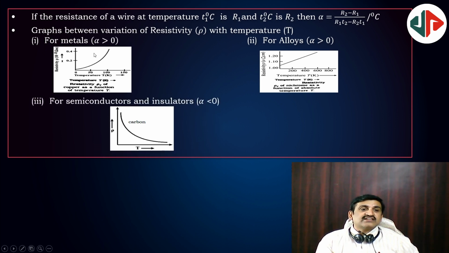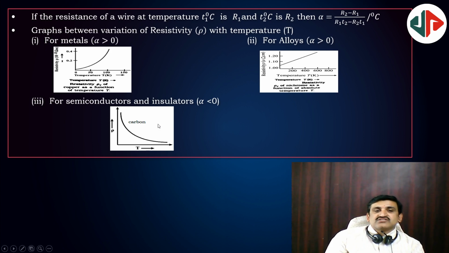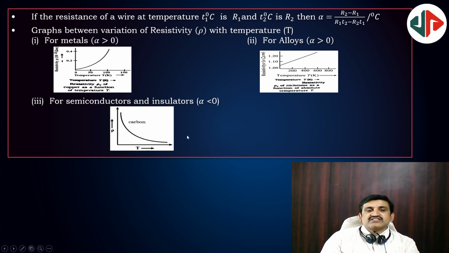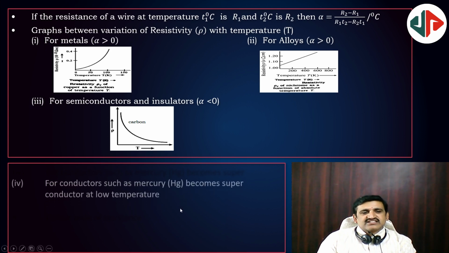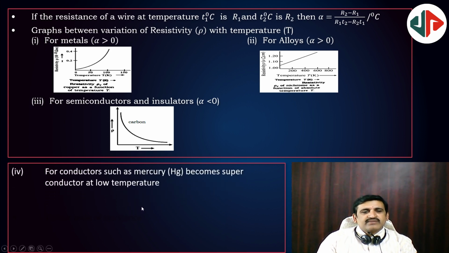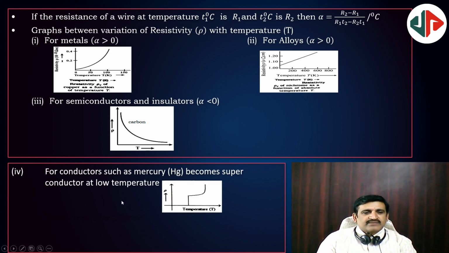For metals alpha is greater than 0 but not constant, for alloys it is greater than 0 but constant, whereas for semiconductors it decreases with increase of temperature. So the alpha value decreases with increase of temperature, that's why it is a falling curve. Next, a conductor such as mercury becomes a superconductor at low temperatures, so the resistance abruptly drops at one particular temperature.